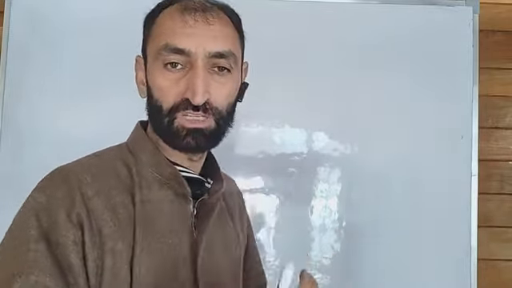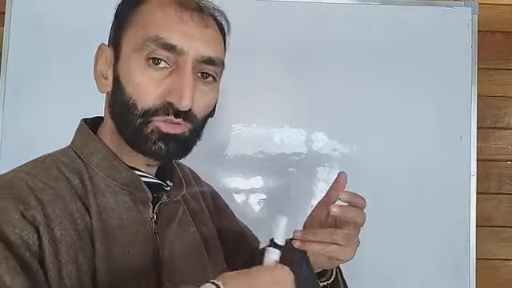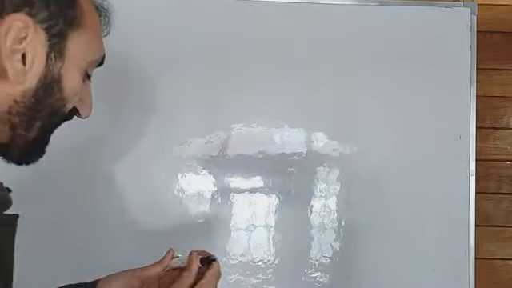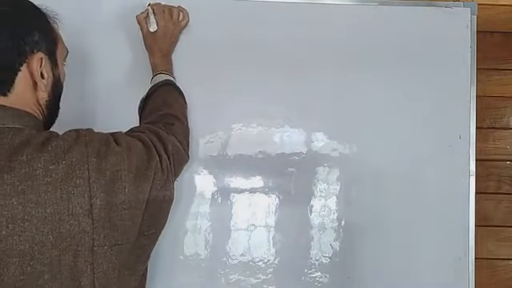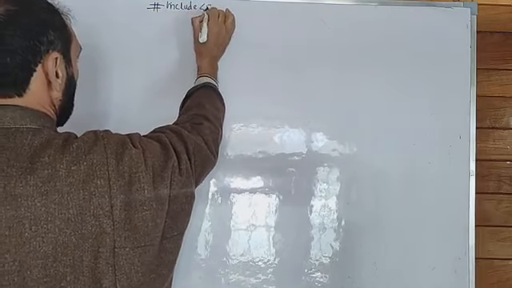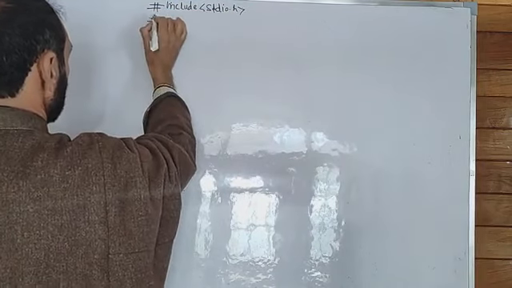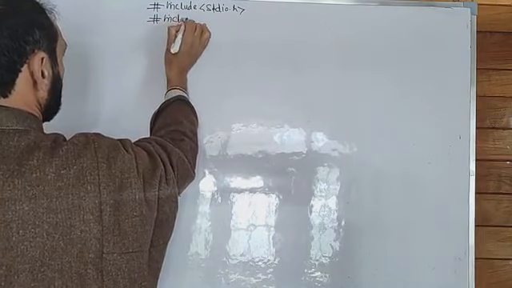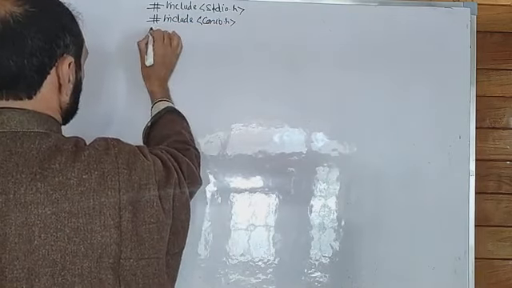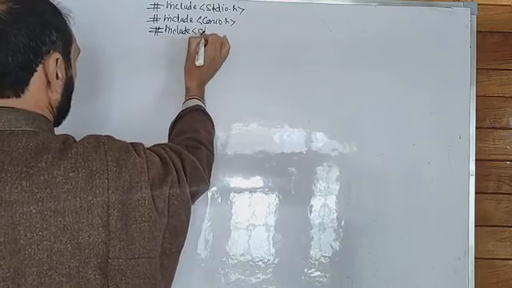So with the help of an example program, we will discuss how to return a string from a function. First of all, we will write here the header files: #include <stdio.h>, #include <conio.h>, #include <string.h>.